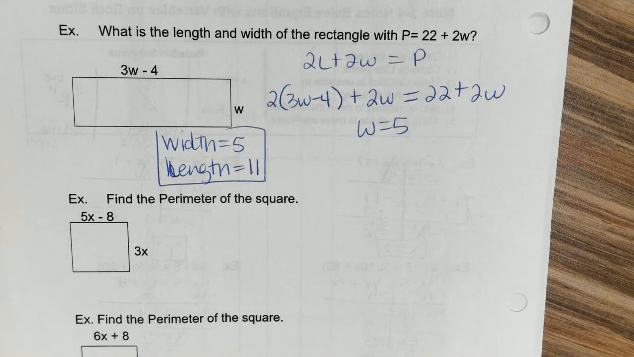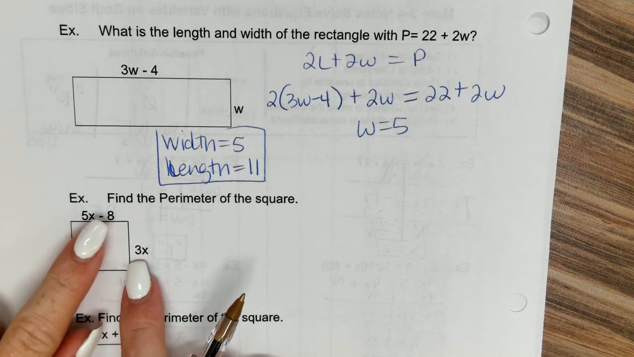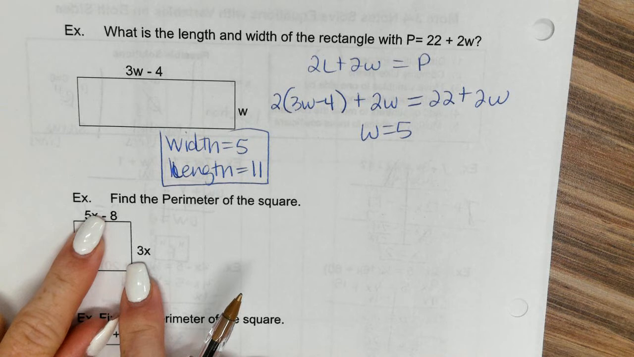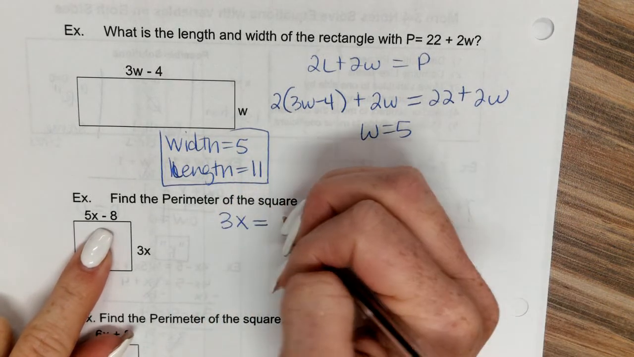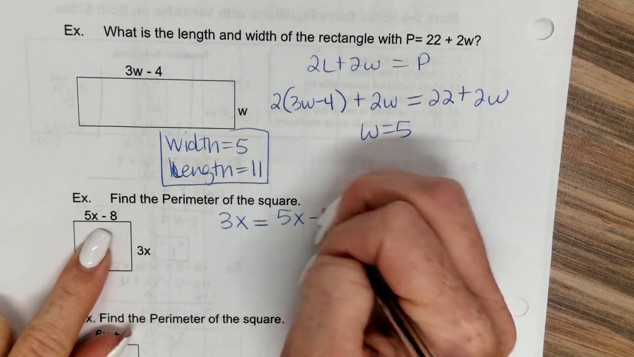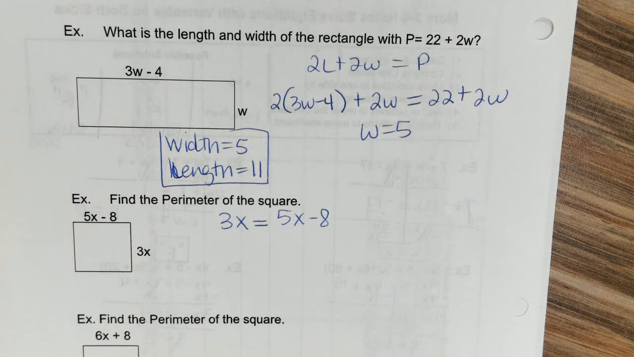Okay, so with what you just said, can I make an equation to solve for x? Why? Because all the sides are the same, so what does that mean about these two things? They equal each other, yes? So 3x equals what? Do y'all understand why? Squares have all sides that are the same.